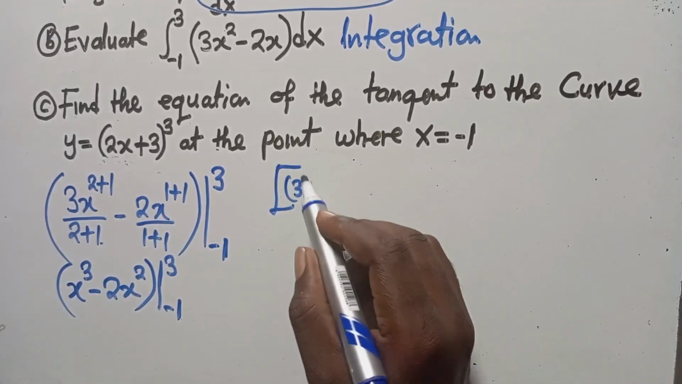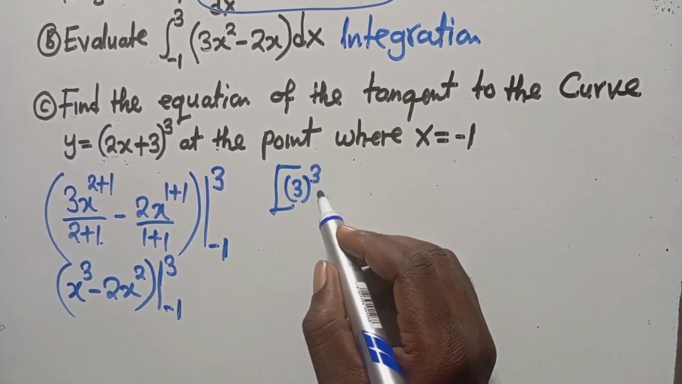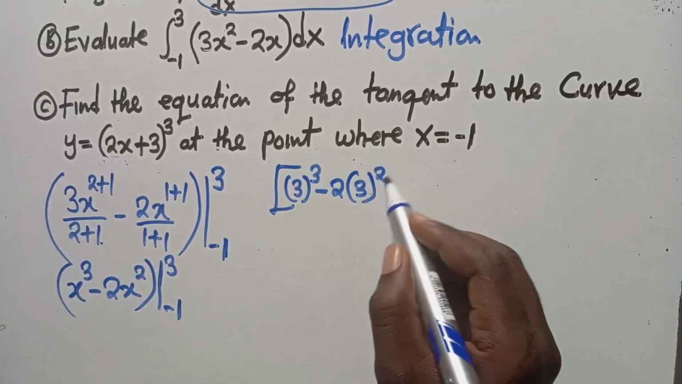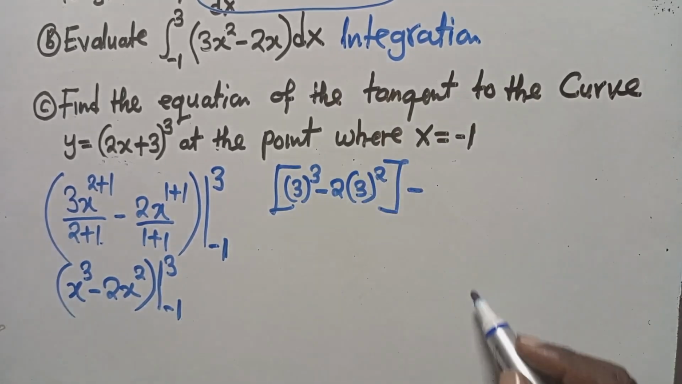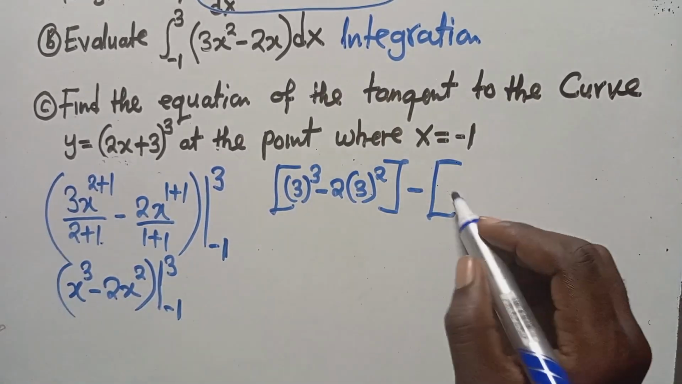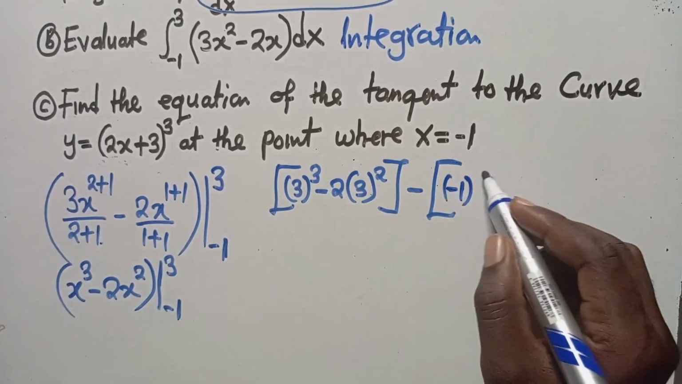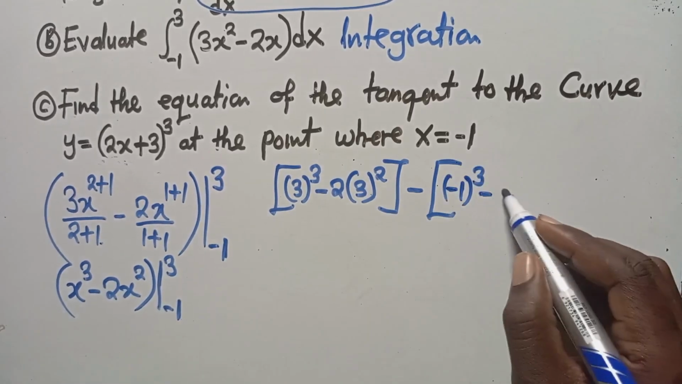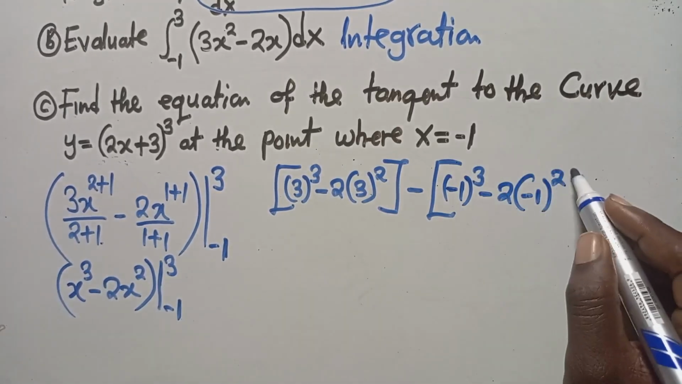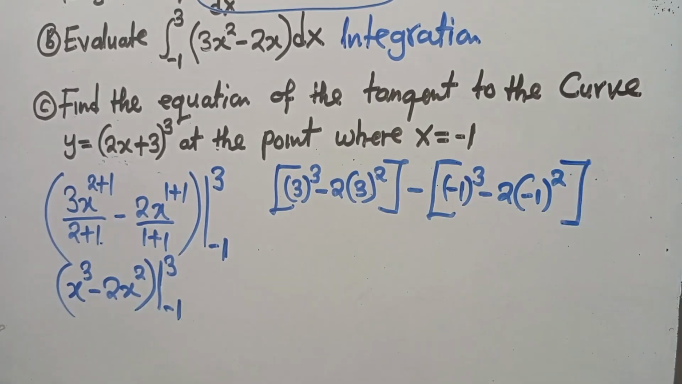That is 3 to the power 3 minus 2, 3 to the power 2, like this. Then I say minus. Minus what? Where there is x, I put negative 1. So negative 1 cubed minus 2 times negative 1 squared. So this is what we are doing.